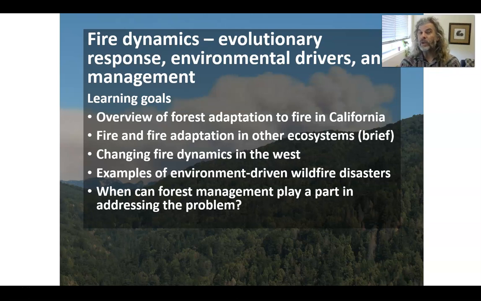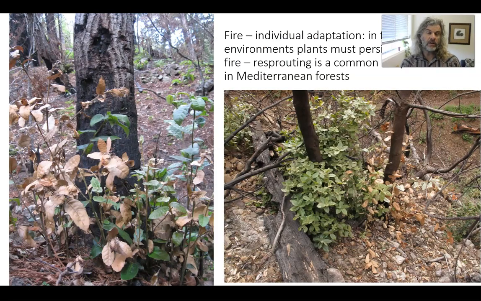Specifically, what we can do in terms of forest management ahead of fires, understanding that we're living in fire-prone ecosystems, what we can do now in order to address or minimize future impacts. So, fire is part of the landscape in California. The environment is fire-prone, and our vegetation reflects that fact.